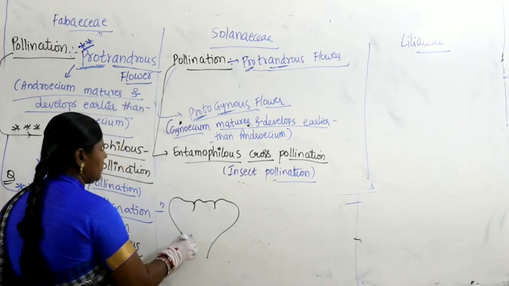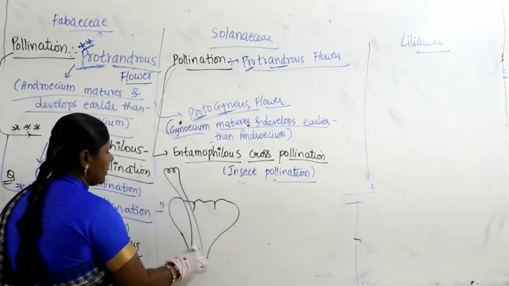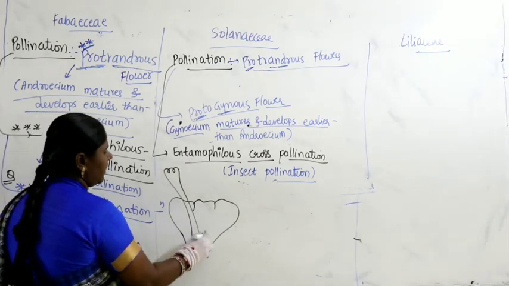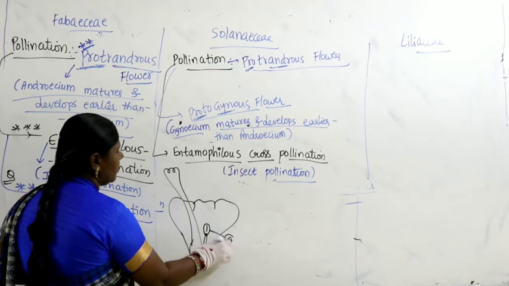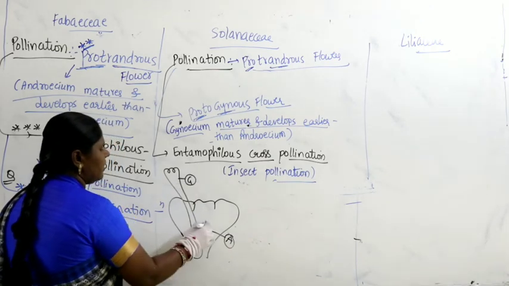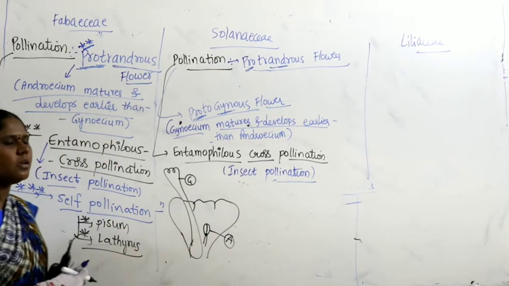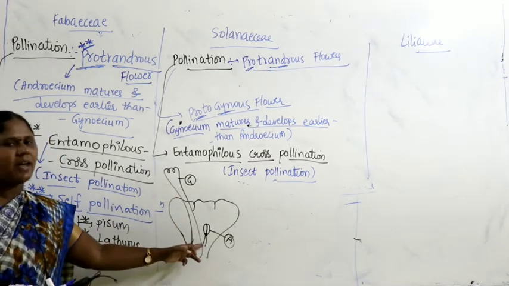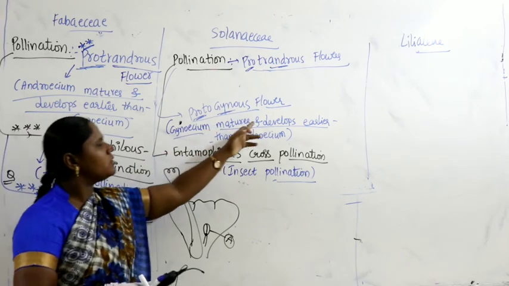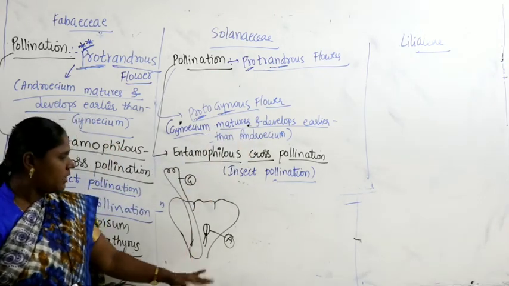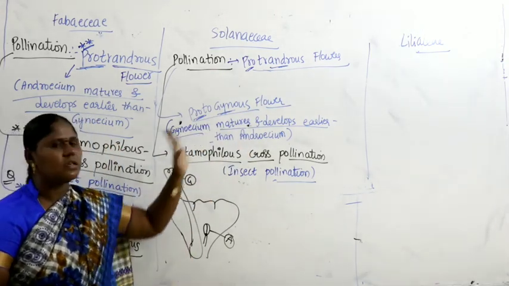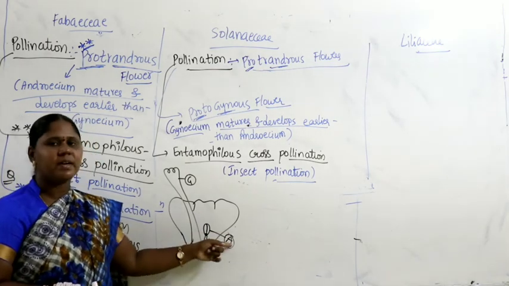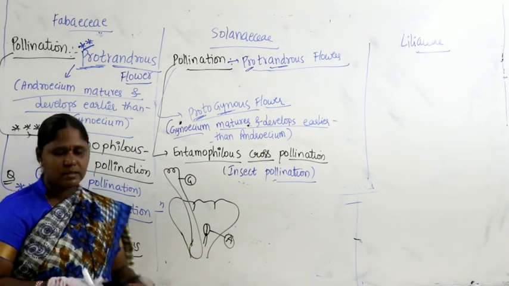So if you take this case, gynoecium is completely developed. Now you can say gynoecium is completely formed, but androecium is still in bud condition. So gynoecium matures and develops earlier than androecium. Such type of flowers are called as protogynous flowers. As usual, for what purpose? To prevent self-pollination. So I'll erase the diagram.